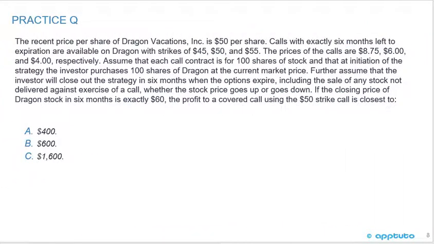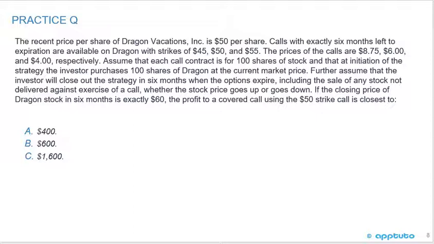Okay, here's another question, but there's considerably more to read, and that happens on the CFA Level 1 exam. Sometimes they give you a lot of information, and you have to, speed is a skill, skill gets rewarded. So you need to pay attention. Okay, the recent price per share of Dragon Vacations is $50 per share. Calls with exactly 6 months left to expiration are available on Dragon with strikes of 45, 50, and 55. The prices of the calls are $8.75, $6, and $4 respectively.